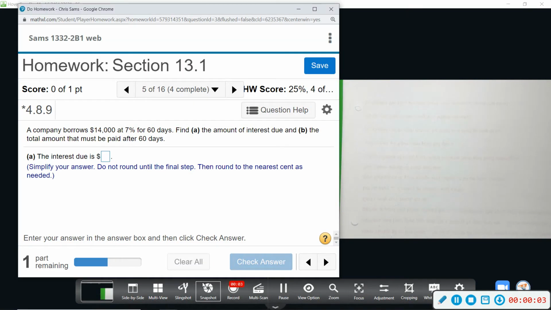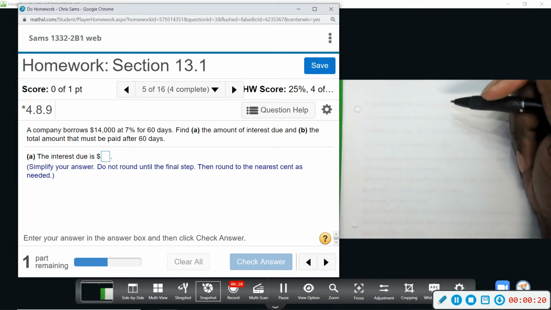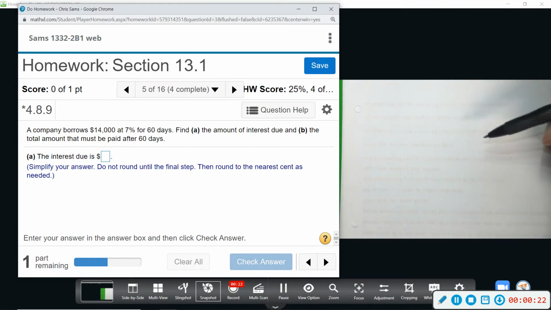All right, number 5 says a company borrows 14,000 at 7% for 60 days. We want to find the amount of interest due and the total amount that must be paid after 60 days. So this one, we're going to find the simple interest, and then we're going to add that back to the amount borrowed to find the total.